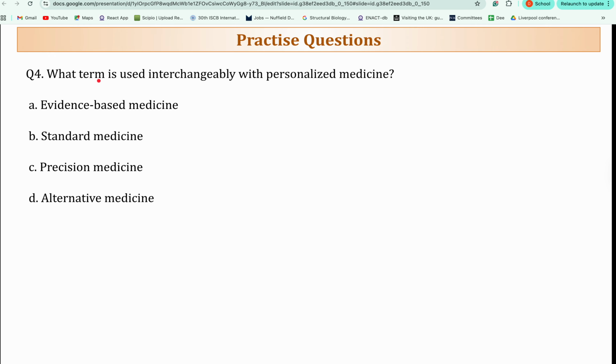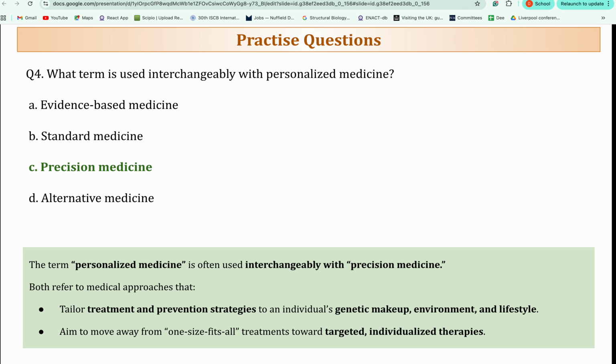Okay, next question is, what term is used interchangeably with personalized medicine? Option A, evidence-based medicine. Option B, standard medicine. Option C, precision medicine. And option D is alternative medicine. Yeah, so this is also well discussed in today's session. So the term is precision medicine.